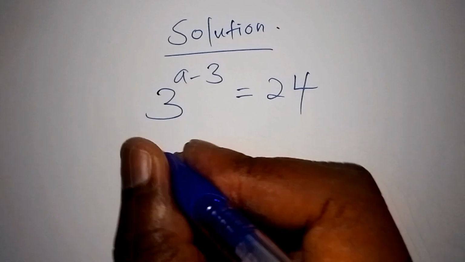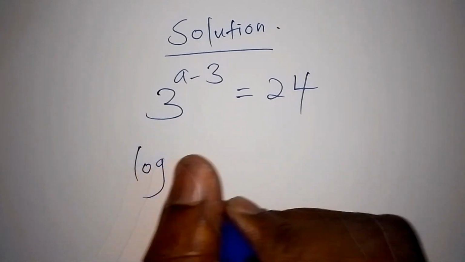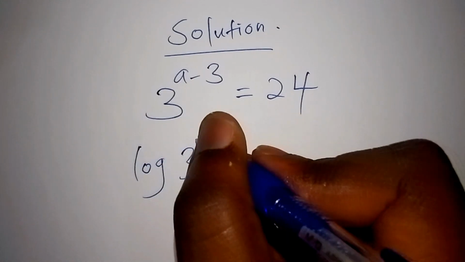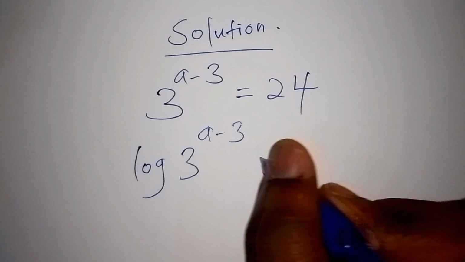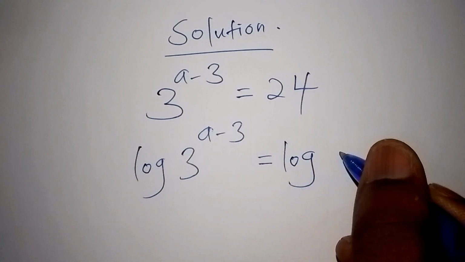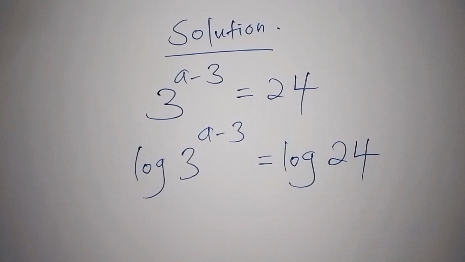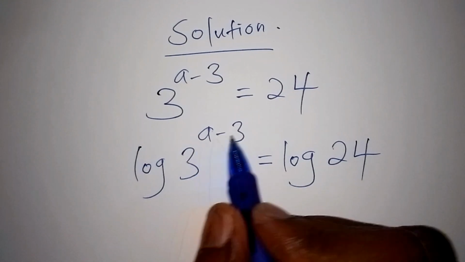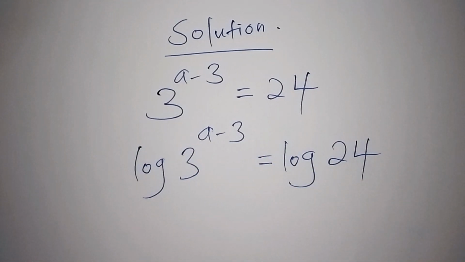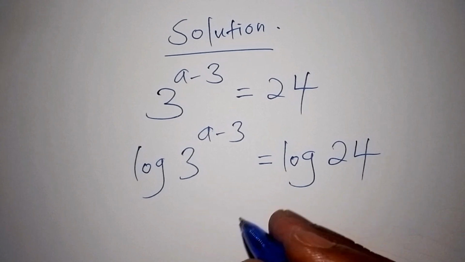So I will introduce the log by now saying that the log of 3 to the power of a minus 3 is equal to the log of 24. So after introducing the log, I'll now be able to change this a minus 3 into another form that I'm just about to explain.